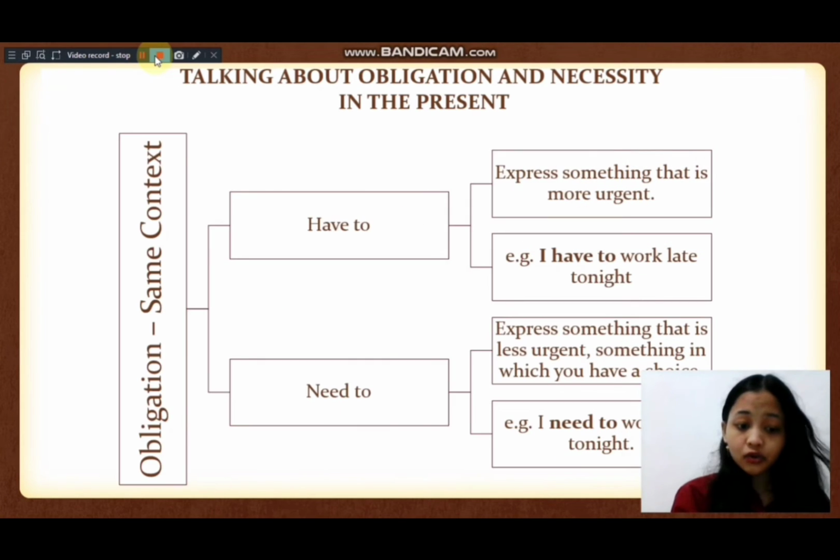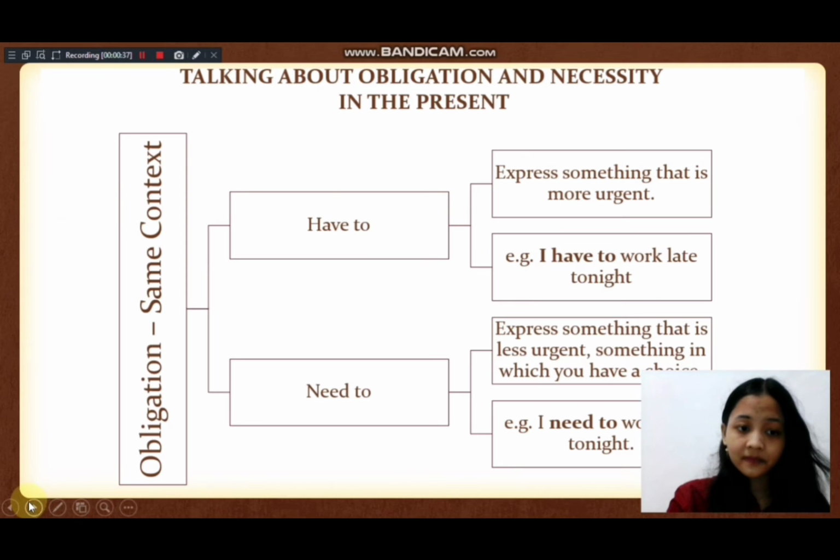Have to and need to are often used in the same context, but many times need to is used to express something that is less urgent, something in which you have a choice. Compare the sentence, I have to work late tonight, with, I need to work late tonight. The second sentence indicates that the speaker still has a choice and it is less urgent.